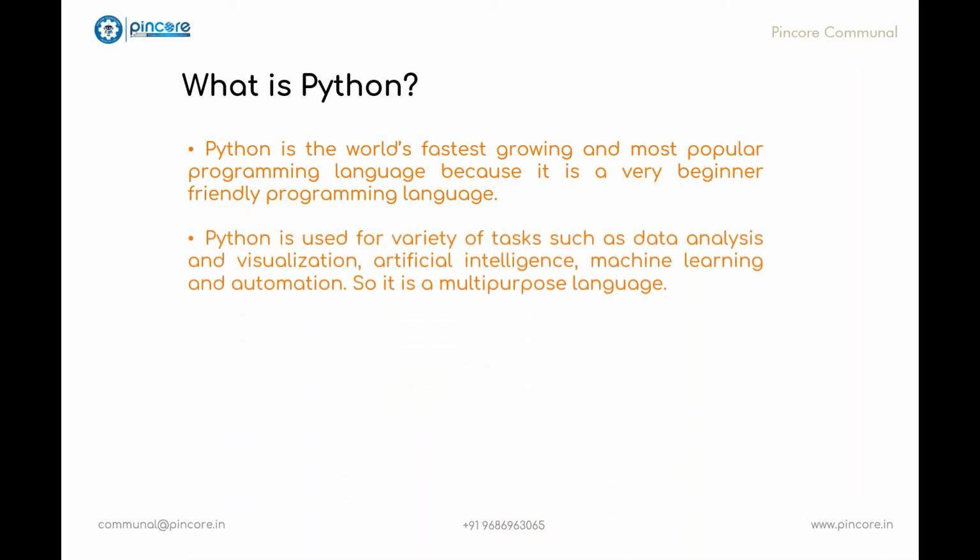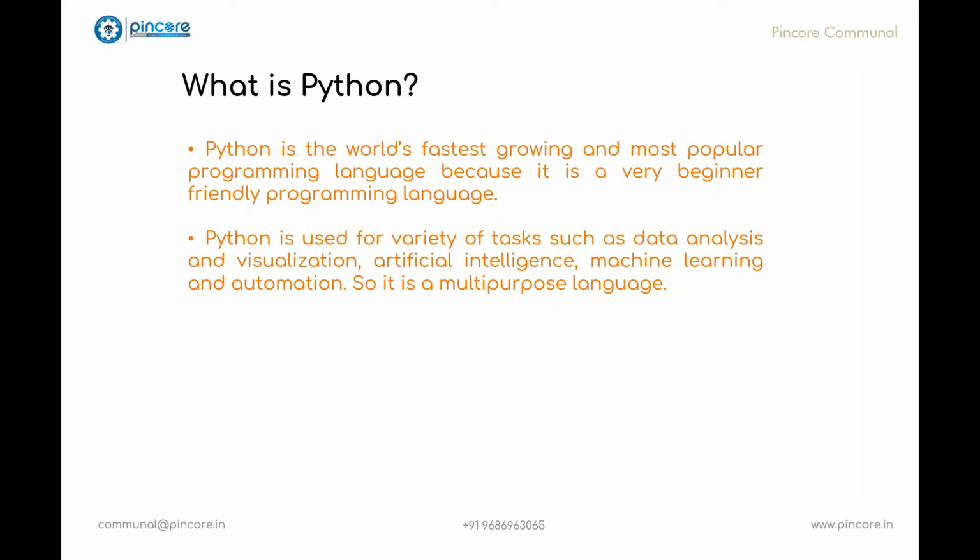So people from different disciplines use Python for a variety of tasks such as data analysis and visualization, artificial intelligence, machine learning and automation. We can also use Python to build web apps, mobile applications and even desktop applications. Also, we can use it for software testing and even for ethical hacking. So Python is a multi-purpose language.